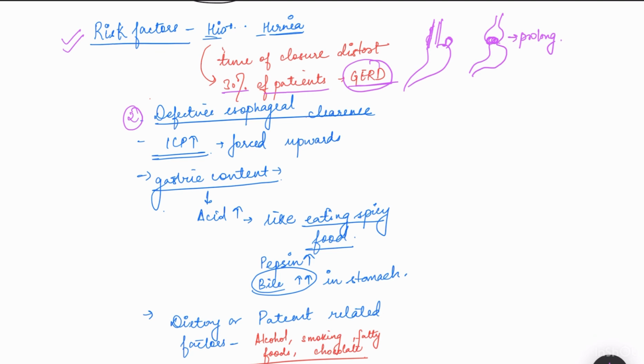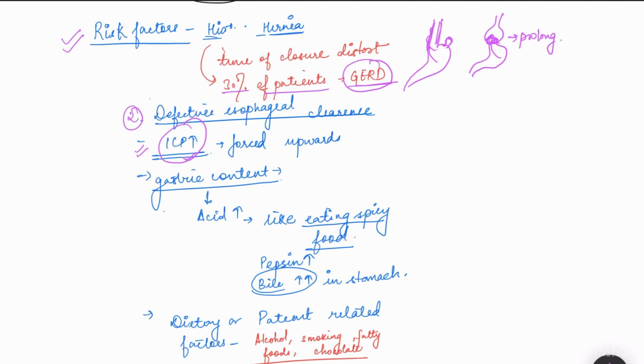Second is defective esophageal clearance. When the clearance does not take place, it will lead to GERD formation. Then raised intracranial pressure. Raised pressure will force the food to move upwards.